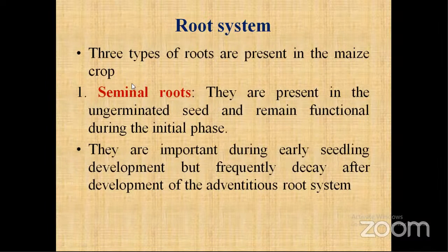First one is seminal roots. We know the seminal roots are temporary. They are present in the ungerminated seed, and they remain functional during the initial phase of the crop. That means during the seedling phase, they give support to the seedling, and they are important during early seedling development, but frequently decay after development of the adventitious root system. So at the initial stage of the crop, the seminal roots will be present and they give support to the seedling. But after the formation of the adventitious root system, they decay.